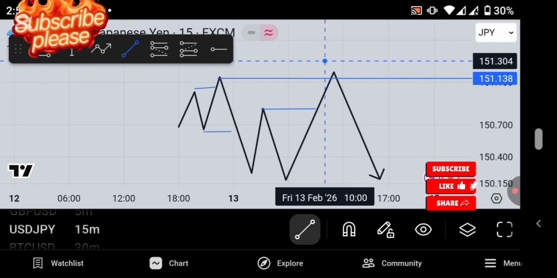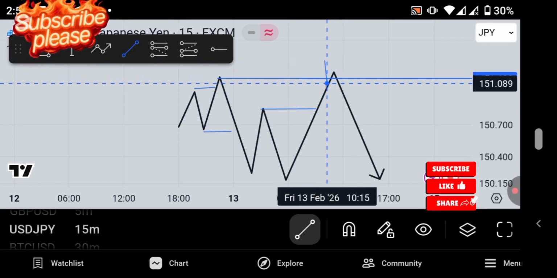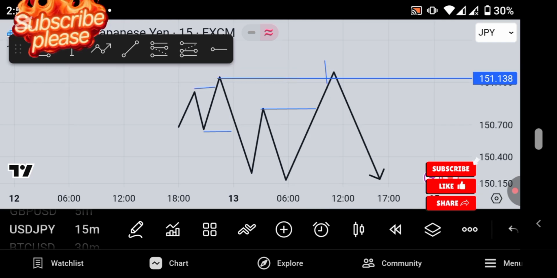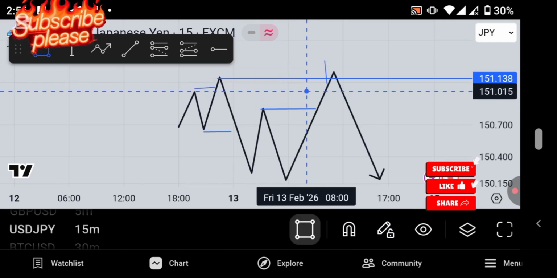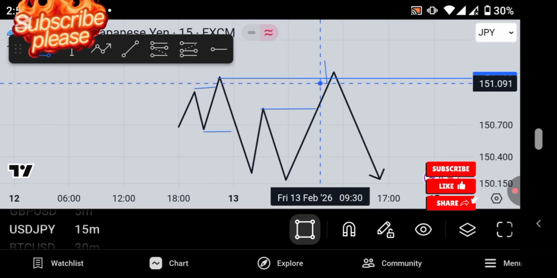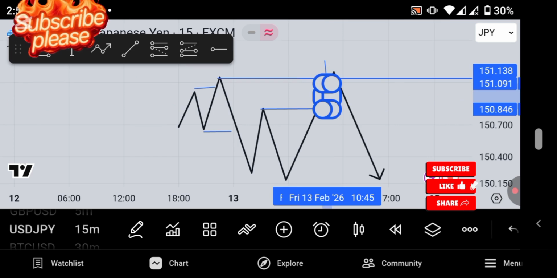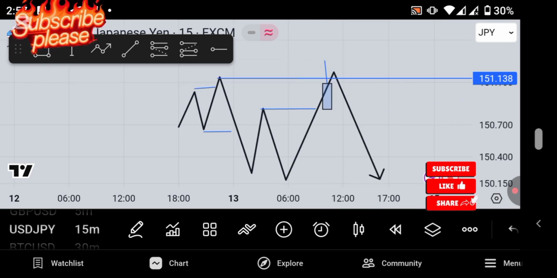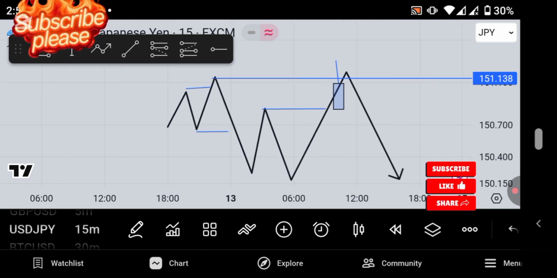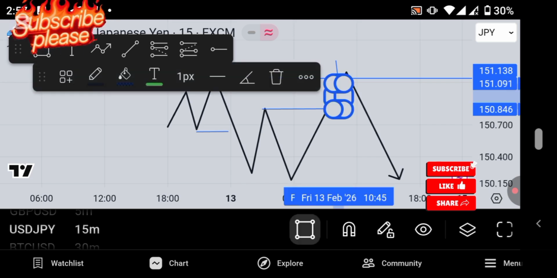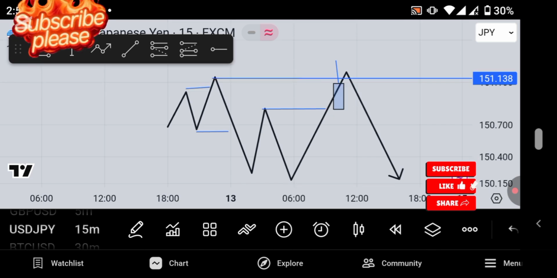You have to have a rejection from our point of interest. If we are expecting a sell at the point of interest, the rejection should be a bullish rejection. Our candle should remain bullish. And if you're expecting a buy, our rejection should remain bearish. So in this case, we are expecting a sell, so our first rejection should be bullish.